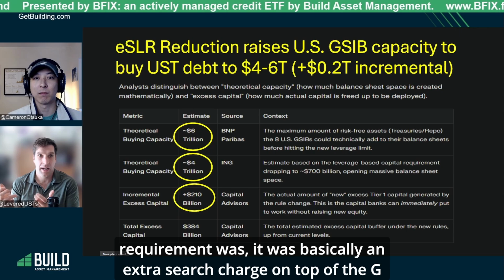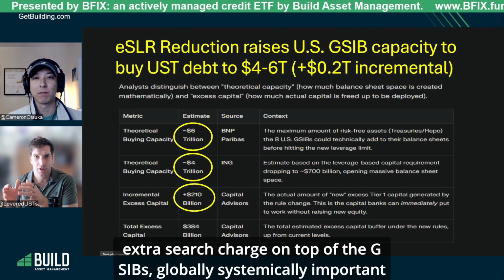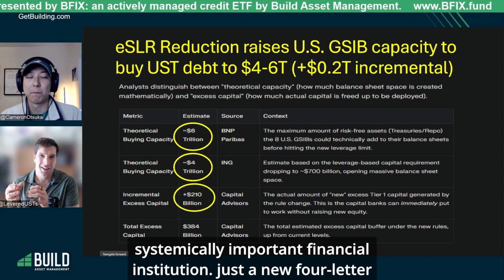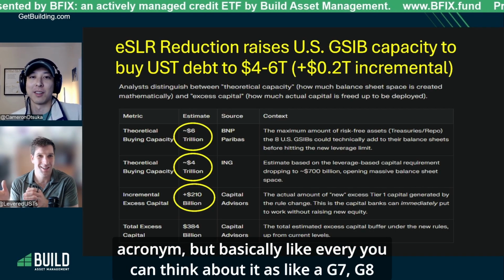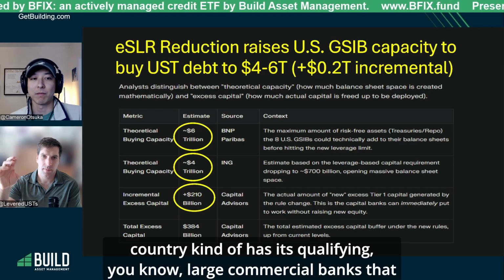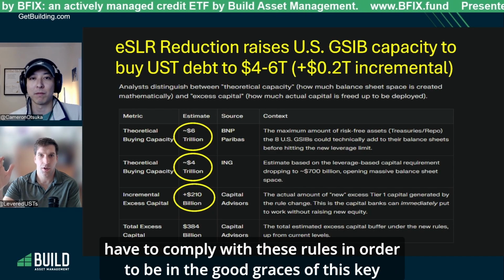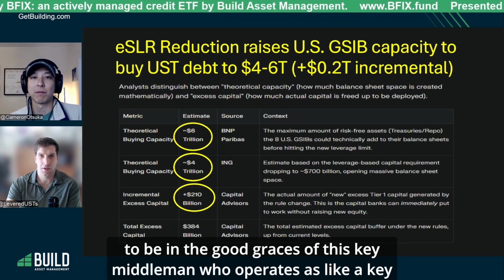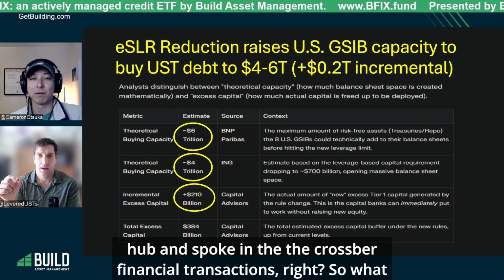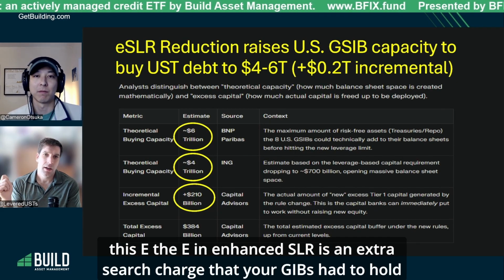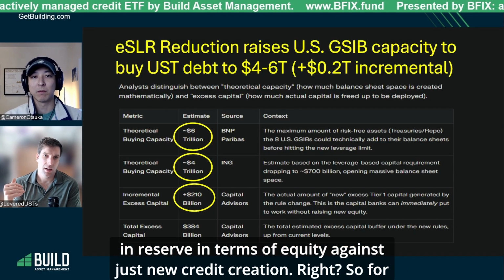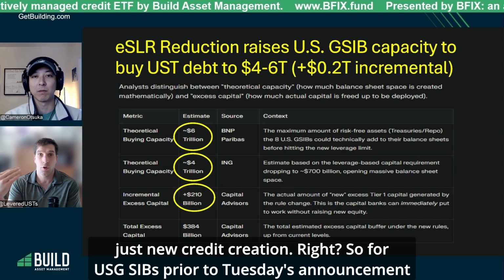And what the ESLR, the enhanced SLR, requirement was, it was basically an extra surcharge on top for the GSIBs, the globally systemically important banks, which replaced the old acronym, SIFI, systemically important financial institution, just a new four-letter acronym. But you can think about it like a G7, G8 country has its qualifying large commercial banks that have to comply with these rules in order to be in the good graces of this key middleman who operates as a hub and spoke in cross-border financial transactions, right? So the E in enhanced SLR is an extra surcharge that your GSIBs had to hold in reserve in terms of equity against just new credit creation, right?